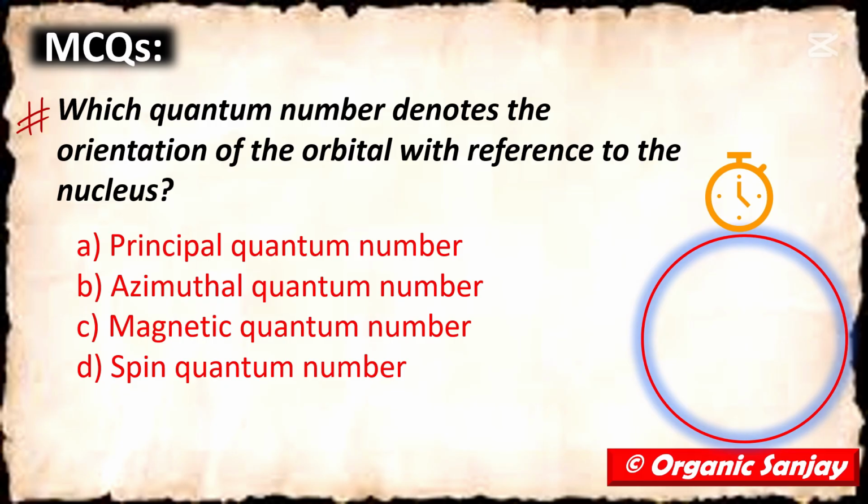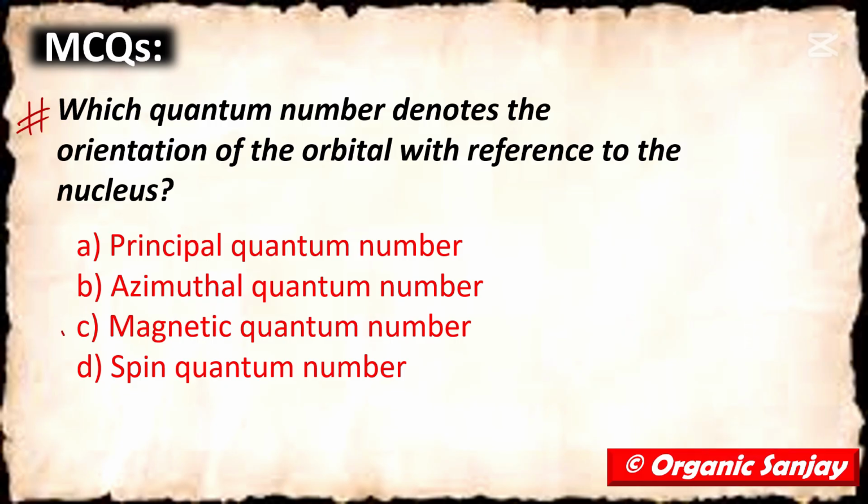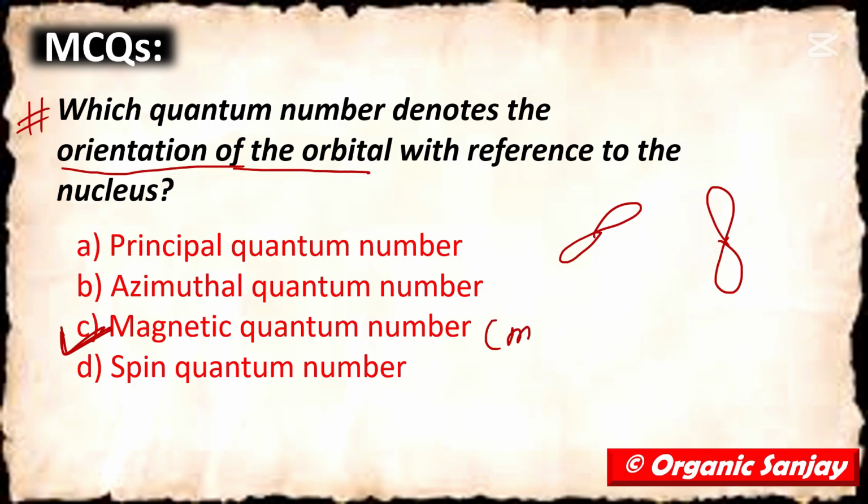So the right answer is magnetic quantum number. Regarding the orientation of the orbital, whether the orbital is in x-axis or y-axis or z-axis, that is denoted by magnetic quantum number m. So it denotes the trajectory or motion or pathway of the electron around the nucleus.